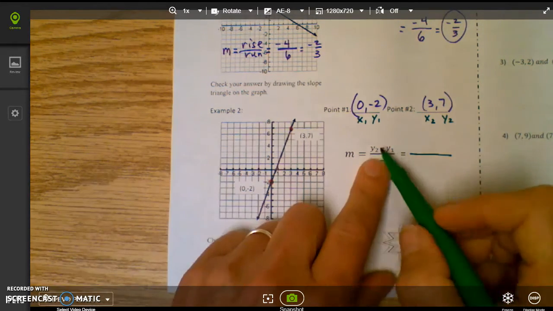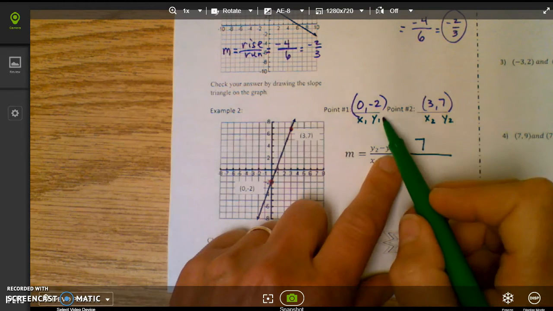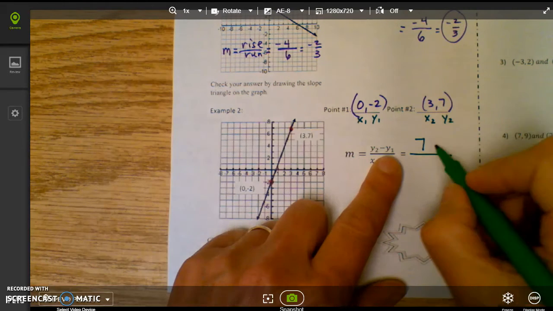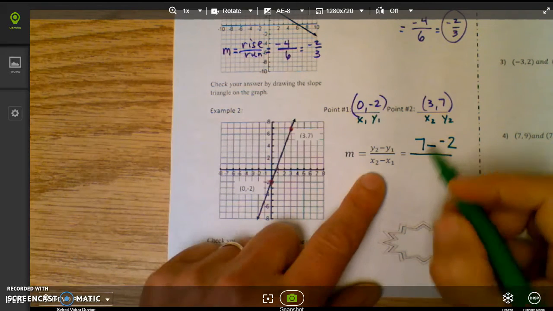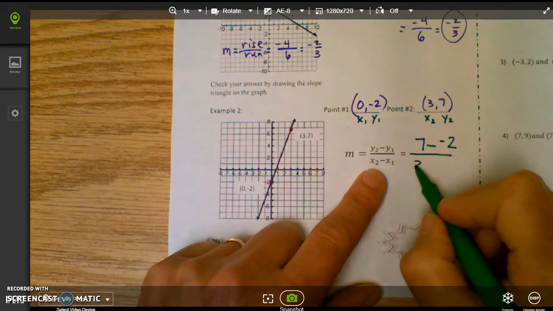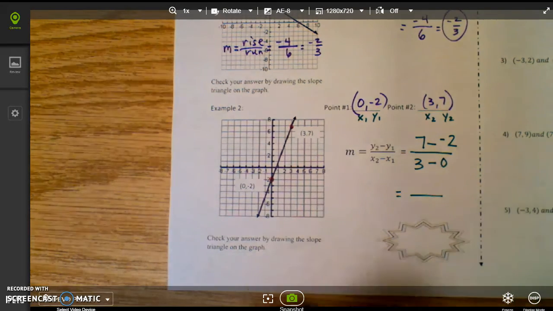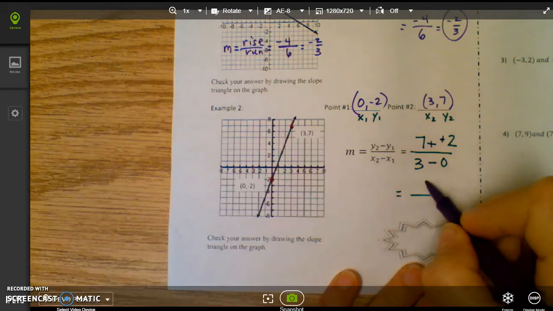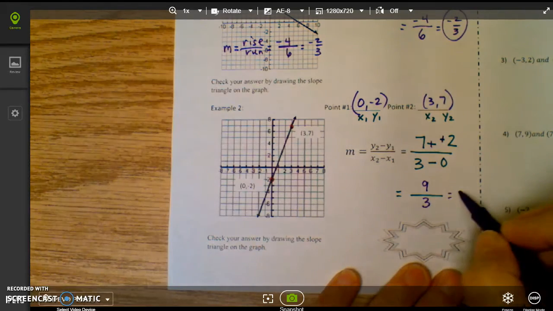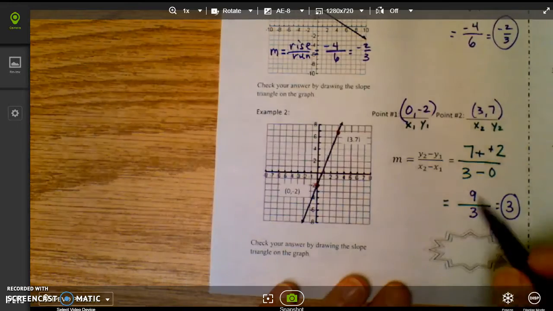The formula wants you to take your y2, your second y value, which is 7, and subtract your first y value, guys, which is negative 2. So here we go, having minus and negative again. And then x2, which is 3, minus our x1, which is 0. So once again, since we have subtraction, we're going to be very careful with our keep, change, change. And if we need to, we can reduce our fraction.